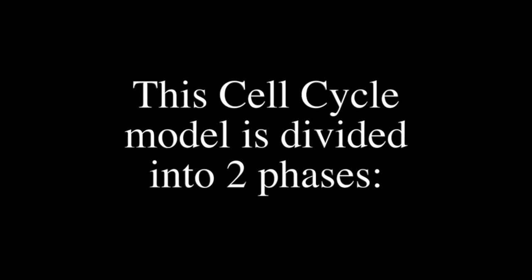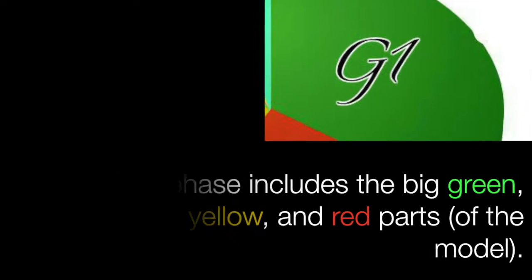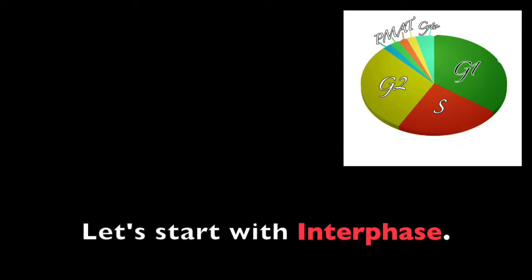The cell cycle model is divided into two phases, interphase and mitosis. Interphase includes the three big green, yellow, and red parts. There are different parts in each phase. Alright, let's start with interphase.